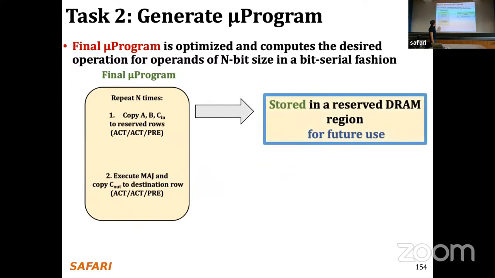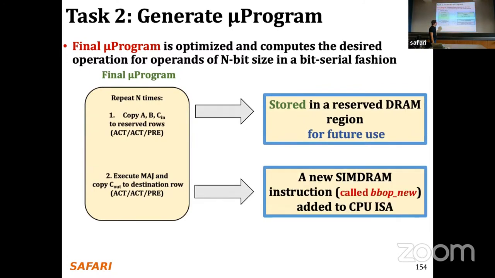These are how to generate a microprogram, store it in a reserved DRAM region for future use, and add a new Sundaram instruction to the CPU ISA. All CPU ISAs, as you may know, have their instructions in the instruction set. Each of these has its own instruction code, but all ISAs usually have some extra spare instruction codes that can be used for other instructions added later, right? And we could create new Sundaram instructions and use these instruction codes from the CPU ISA.